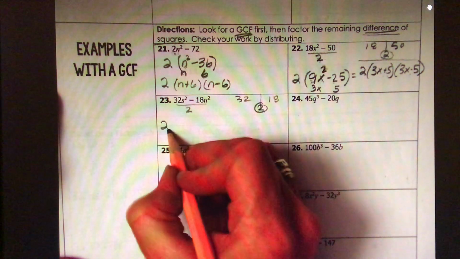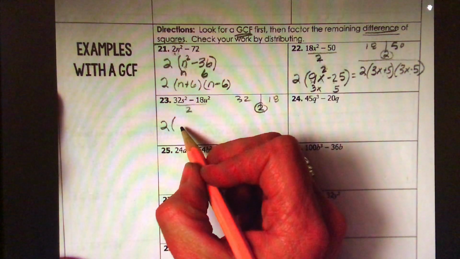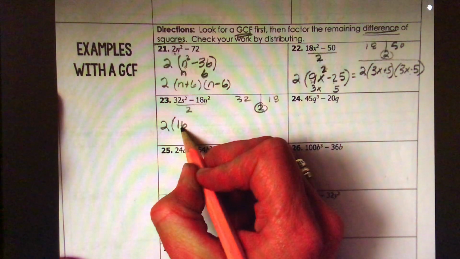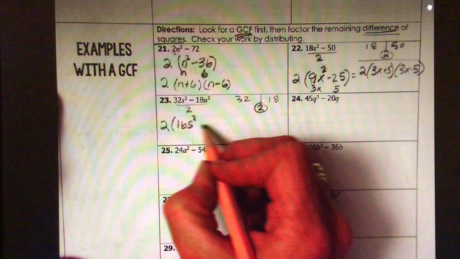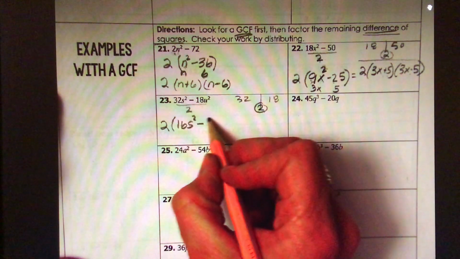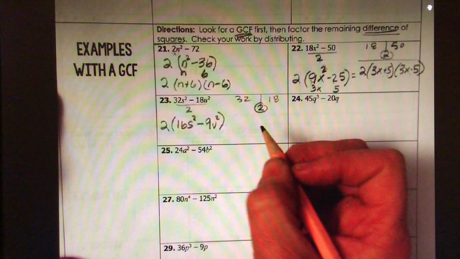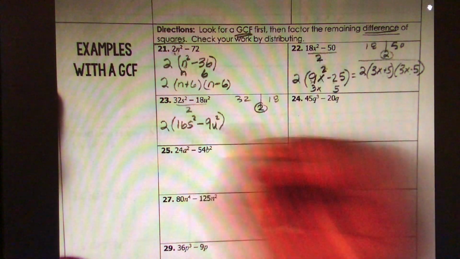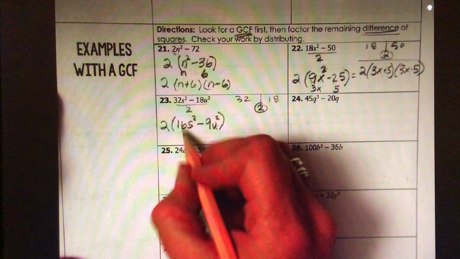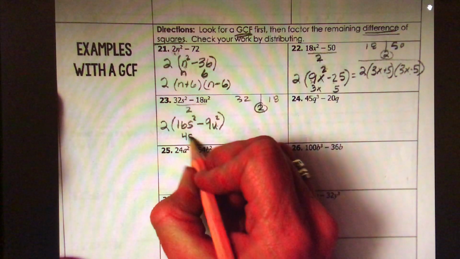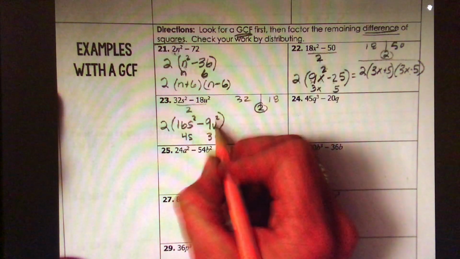So if I have 2 outside, and then inside my initial is going to be, well, 32 divided by 2 is 16. s squared left over, minus sign, 18 divided by 2 is 9, and then I have u squared. As you can imagine, difference of squares. I can get the square root. This is 4 times 4 is 16, and then s times s is s squared, and then I have 3u is the square root of 9u squared.